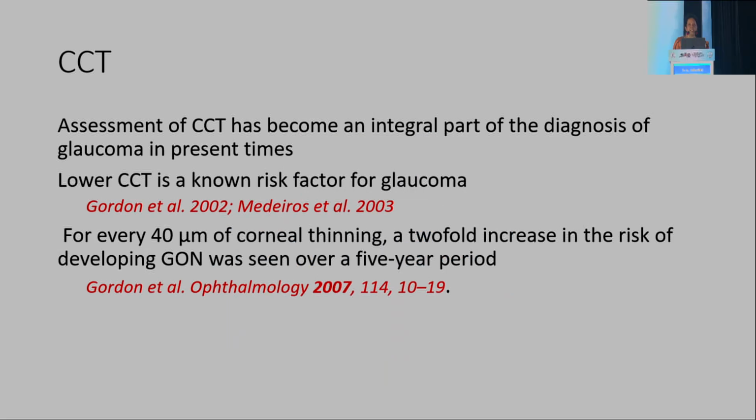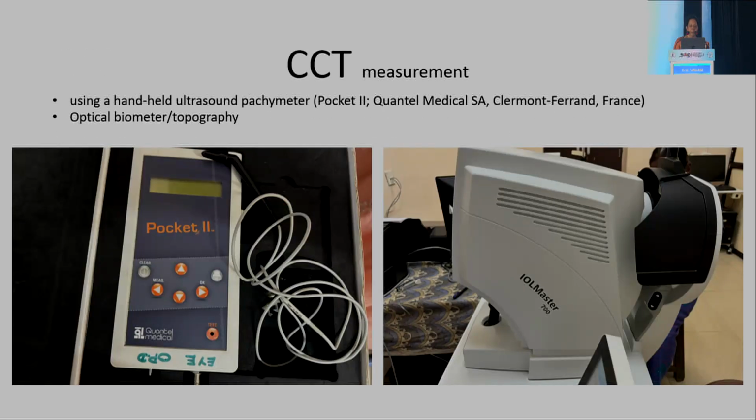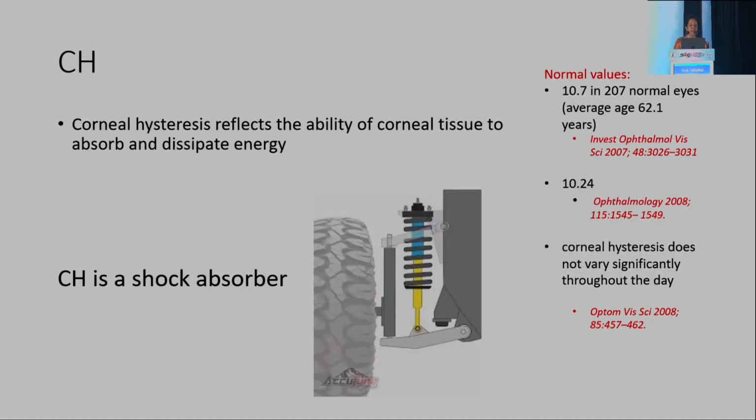Assessment of central corneal thickness has now become an integral part of the diagnosis of glaucoma in today's times. Lower CCT is a known risk factor for glaucoma, as we know from the OHTS study. For every 40 micron of corneal thinning, there's a twofold increase in the risk of developing glaucomatous optic neuropathy over a 5-year period. CCT can be measured using a simple handheld ultrasound pachymeter, and there are also other equipment in the clinic, the optical biometer and the topographer, which can measure the corneal thickness.